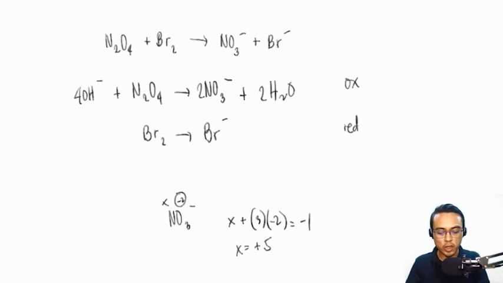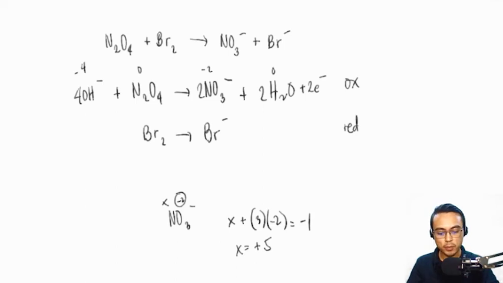Next, balancing the charges, we have -4 from OH, 0 from N2O4, -2 from NO3, and then 0 from H2O. So that is -4 total on the reactant side and -2 total on the product side. To balance things out, we need to add 2 electrons on the product side.